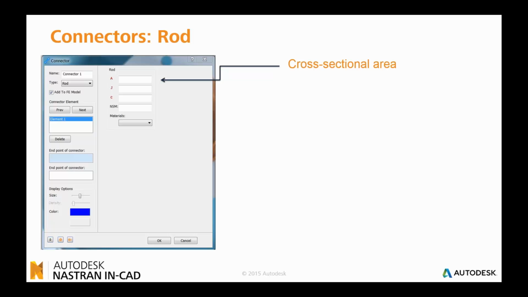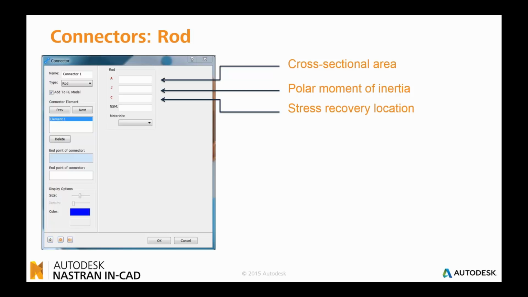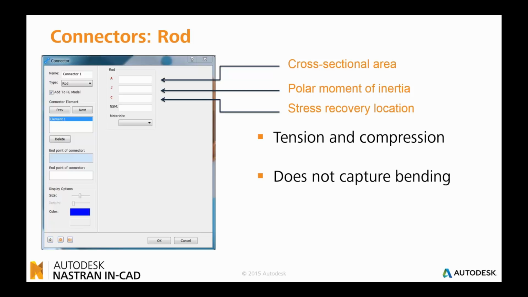So realistically, all you need is the cross-sectional area of the rod, polar moment of inertia, which you may not necessarily need, the stress recovery location, again, which you don't necessarily need. And these rod connectors enable you to run analysis on a representation of a rod under both tensile and compressive loads, but not bending. So that's one thing to keep in mind. You can't actually capture bending as a part of this process. Realistically, all that you need to be able to define a rod location is 2 sketch points. So you define the start of the rod and the end of the rod, and it defines the rod as a straight line connection between those 2 points. And we'll work through an example of that a little bit later.